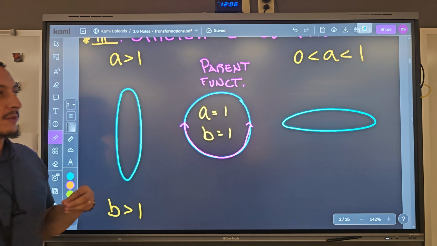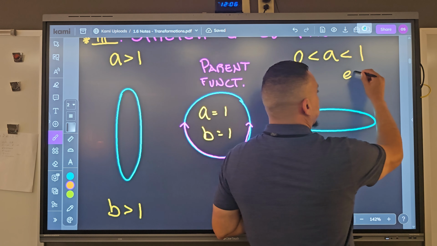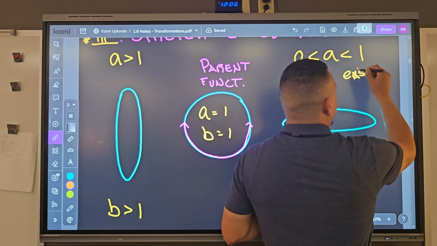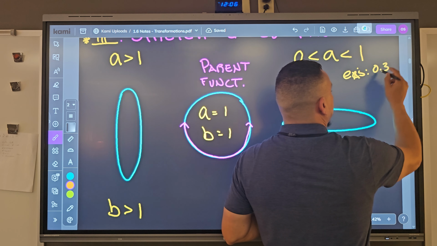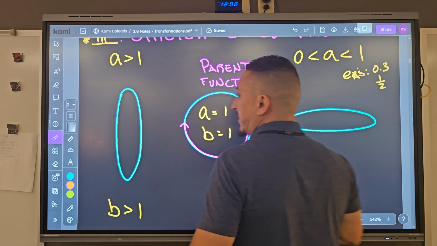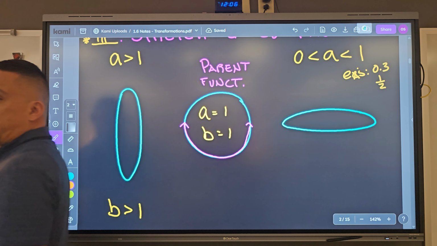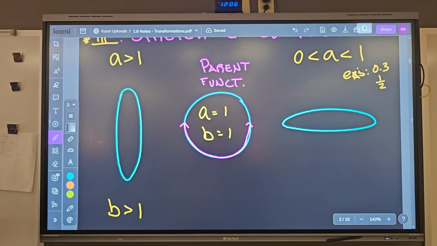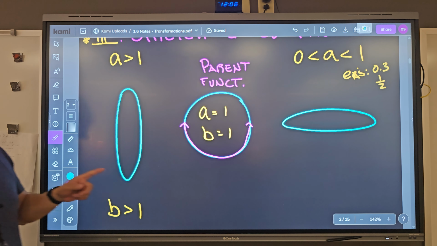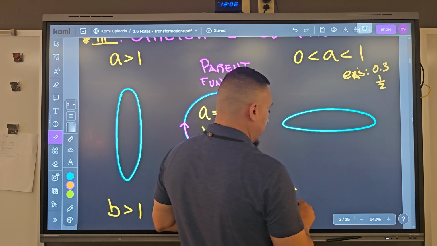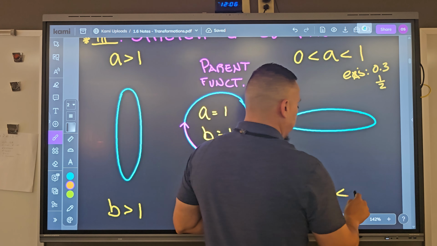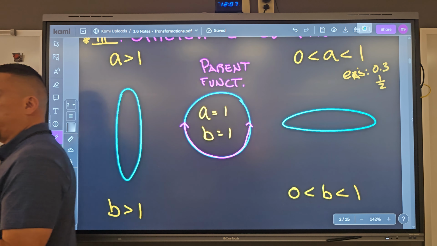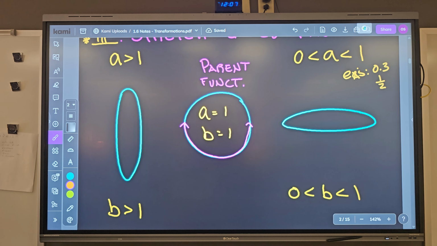What such numbers are those? Decimals. Examples, like 0.3, or fractions, like 1/2, right? Those are numbers between 0 and 1. Okay. It's the same shape for 0 less than B less than 1. So it's the same for B being a fraction or a decimal. So it doesn't matter if it's A or B, either one. Everybody on board with me?